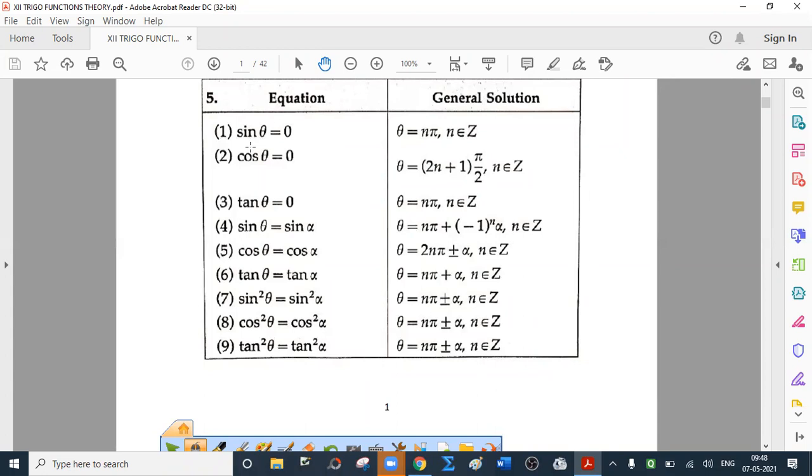Sin theta equal to sin alpha: theta equal to n pi plus minus 1 raised to n alpha. Cos theta equal to cos alpha: theta equal to 2n pi plus minus alpha. Tan theta equal to tan alpha: theta equal to n pi plus alpha. And for sin square theta equal to sin square alpha, cos square theta equal to cos square alpha, tan square theta equal to tan square alpha, the common general solution is theta equal to n pi plus minus alpha.